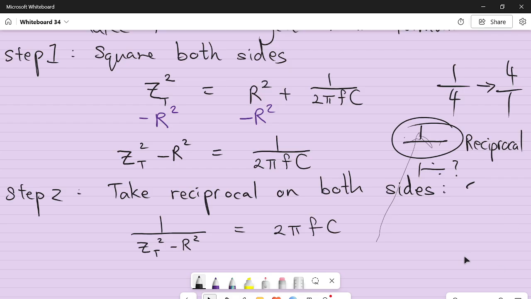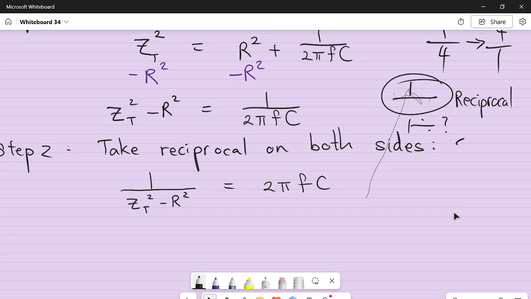Now at this stage, you've got 2 options. Either know how to throw the 2 pi F to the other side, or do your maths here by substituting all your values. Let's say you got 10, and then it's 10 divided by 2 pi F. But how do I throw 2 pi F to this side? So now step 3, divide both sides.